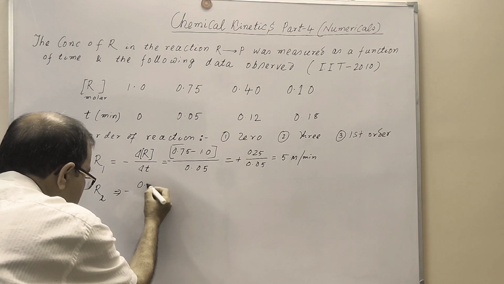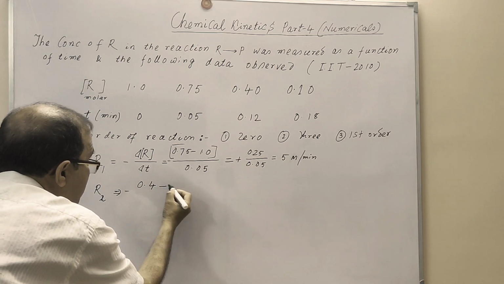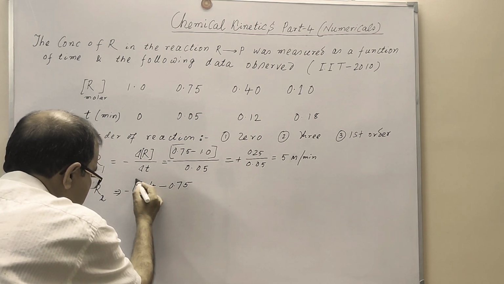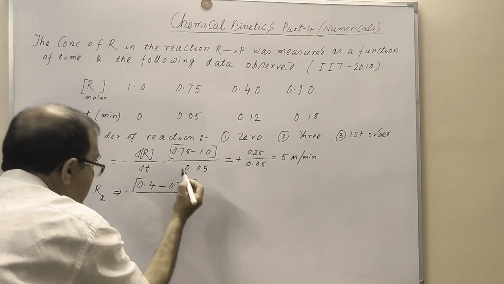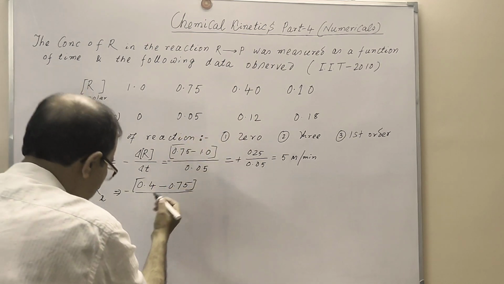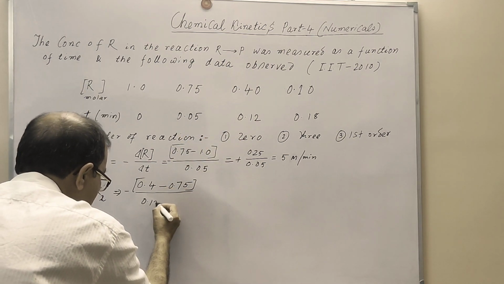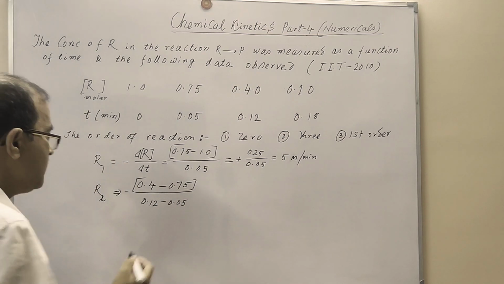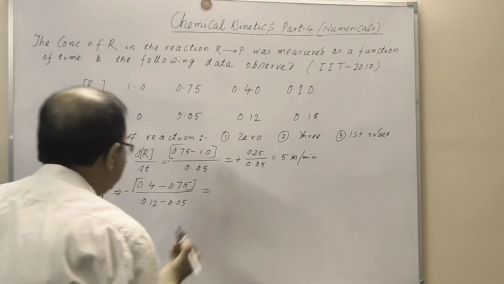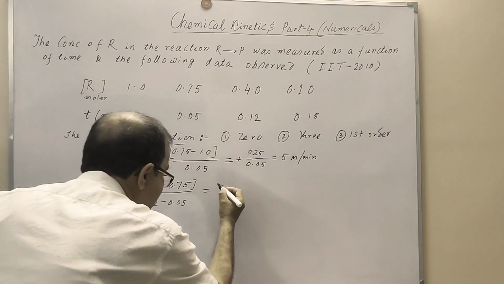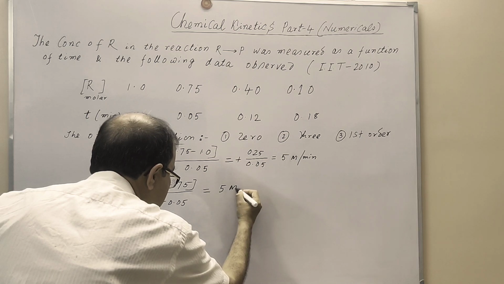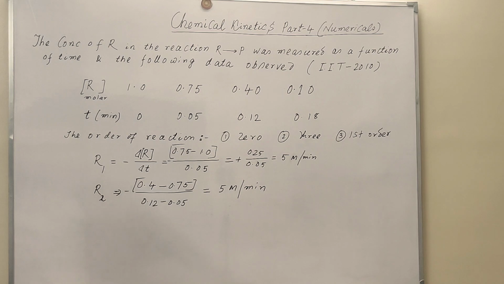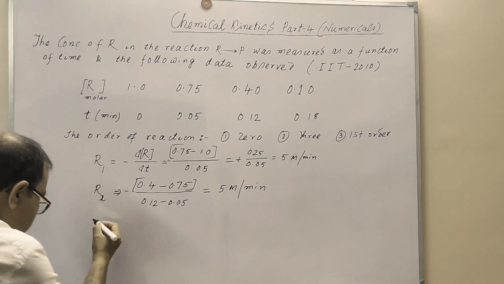This is minus (0.4 minus 0.75) divided by (0.12 minus 0.05). Okay, so if you calculate this, it will come to around 5 moles per minute. You calculate this, you will find this result.